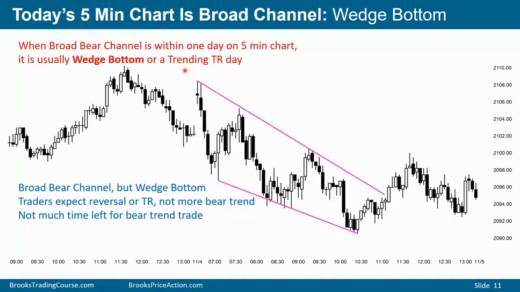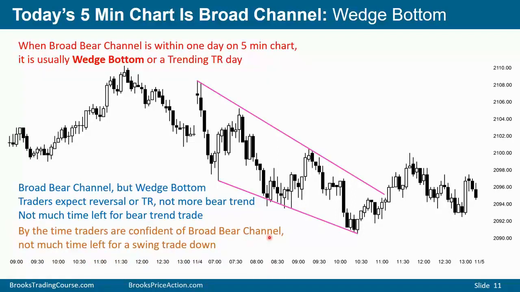And when that happens, and it happens only within the course of a day, you don't have to look at several days to see the channel. It's usually going to be a wedge bottom, and you usually get a wedge reversal. Traders will therefore expect a reversal and not a continuation of the bear trend. Remember, if you're a day trader and here's the start of the day, by the time you believe it's a broad bear channel, you're somewhere down here, you're already forming a wedge, and chances are there's not much left to the downside. Chances are we're going to get a reversal.